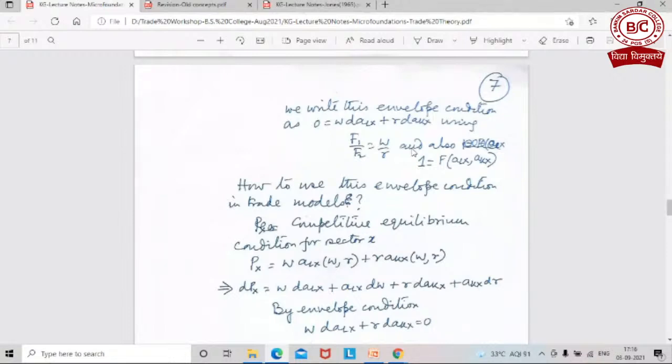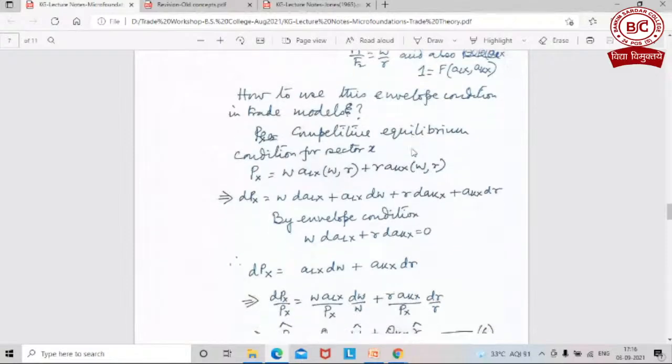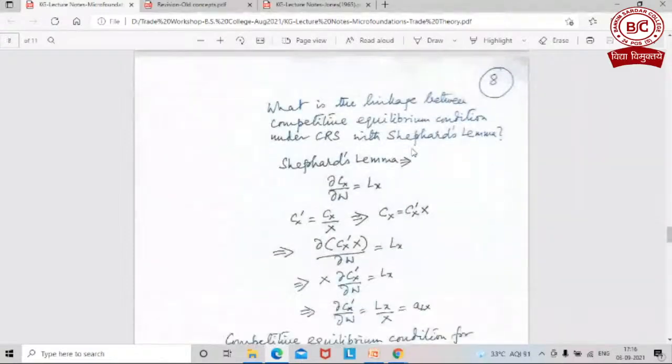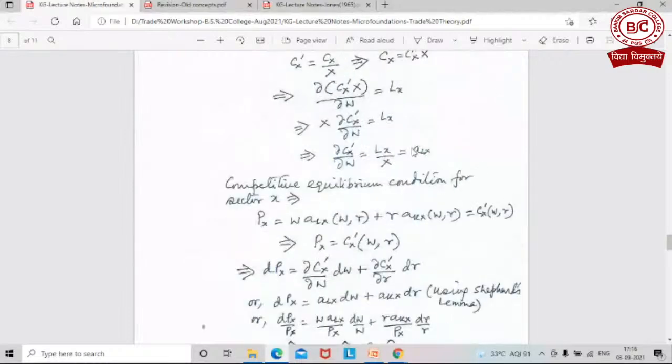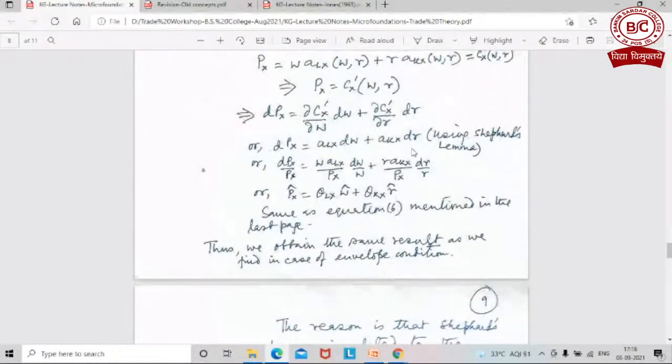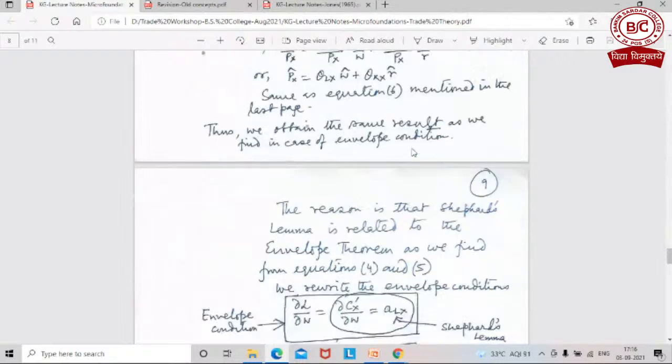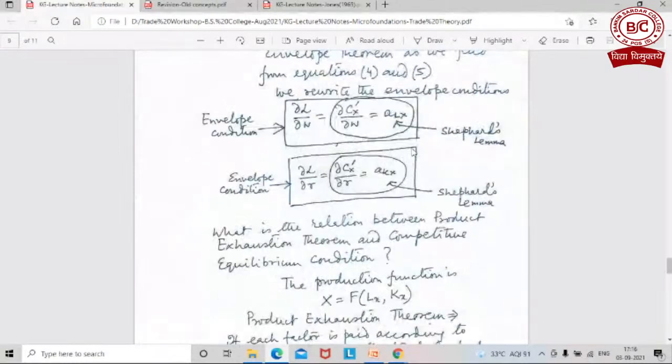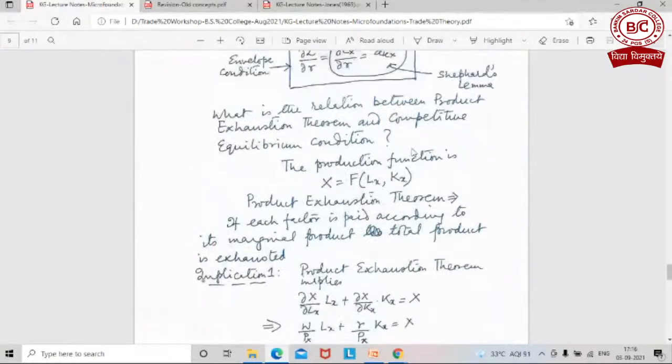So that's why we said 0 equals W dALx plus R dAKx, because this is a popular question: what is the use of the envelope condition? This is not actually the envelope theorem, rather the envelope condition. You can reconcile it with the envelope theorem in the context of trade theory. This is the envelope condition, which you can show in the case of perfect competition.